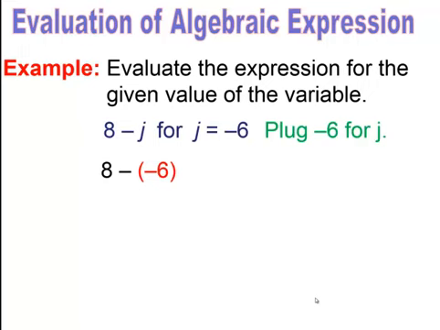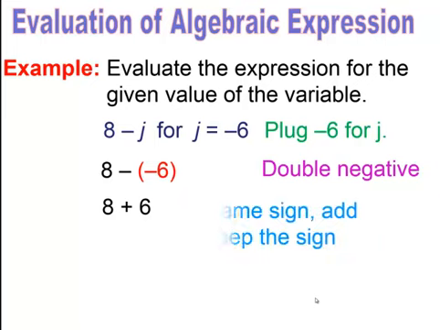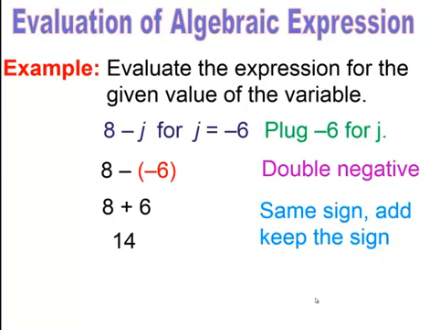Now whenever I'm doing evaluation and I have a negative, I like to put the negative in parentheses before I plug it into the letter. So now you can clearly see we have a double negative. So I can evaluate this by dealing with that double negative, and then I can perform the operation. So in this case, I end up having 14 as my solution when j equals a negative 6.